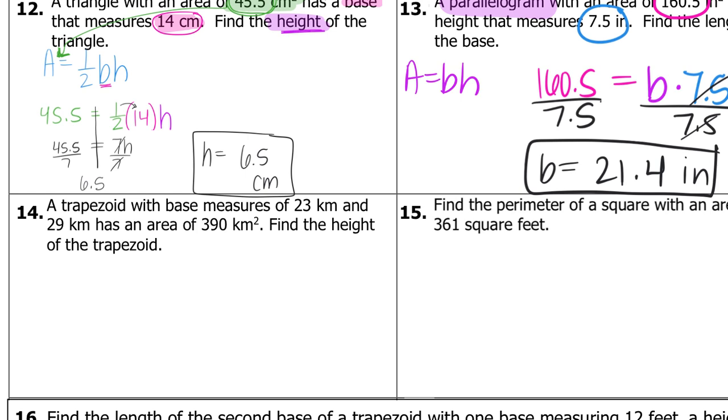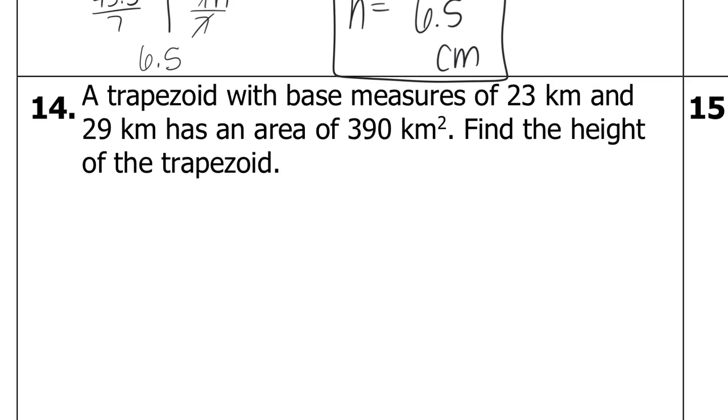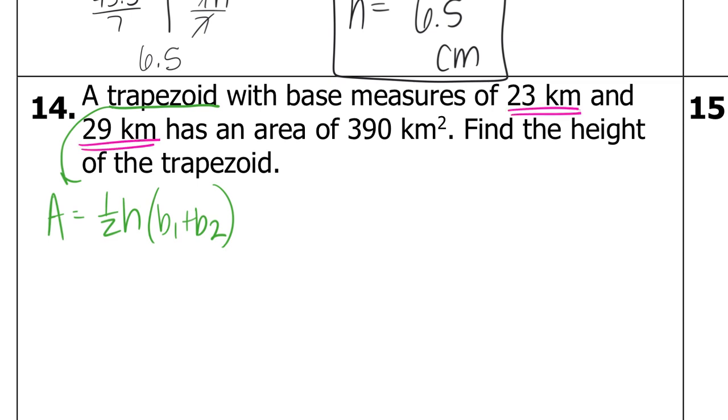Okay, number 14, this is a trapezoid. So I'm going to go ahead and write down the formula for a trapezoid just so we have it here. So trapezoid is 1/2 of the height times the sum of the bases. Okay, so let's read what we have. We have the one of the bases, right? So it says base measures are 23 and 29. So we actually have both of the bases. So base 1, we could call it 23. Base 2, we could call it 29. With the bases, it doesn't matter which one's which. And then they give us the area, which is 390.